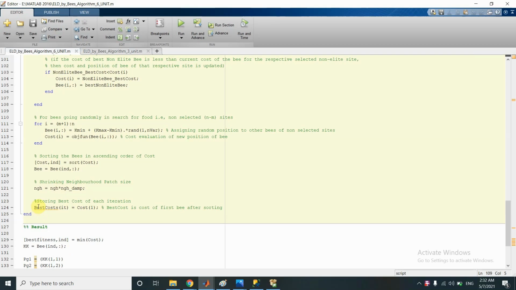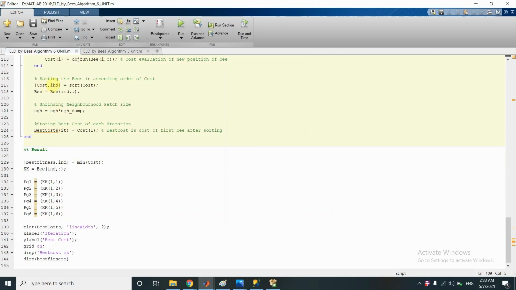The last step of this outermost for loop is to store the best cost of each iteration in the best cost variable. We are doing that because we want to plot a graph of best cost against the iteration number. So we will be plotting the best cost found in each iteration on a graph. For that, we are storing the best cost values of each iteration.